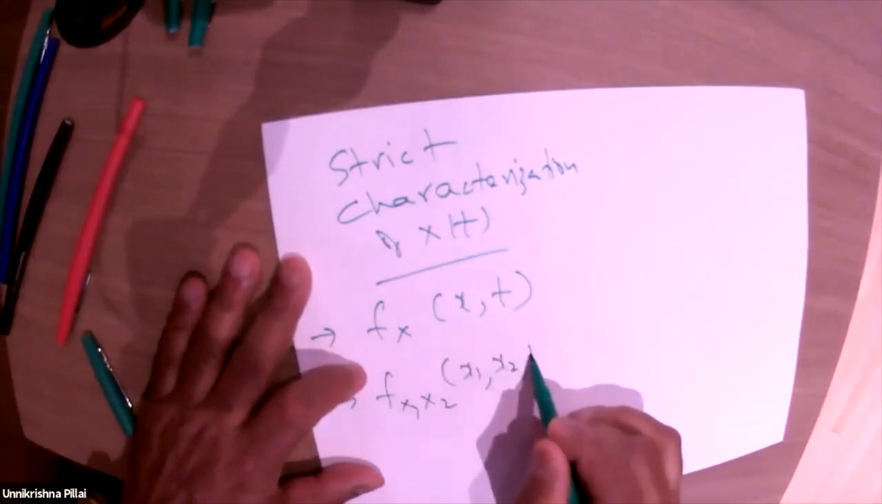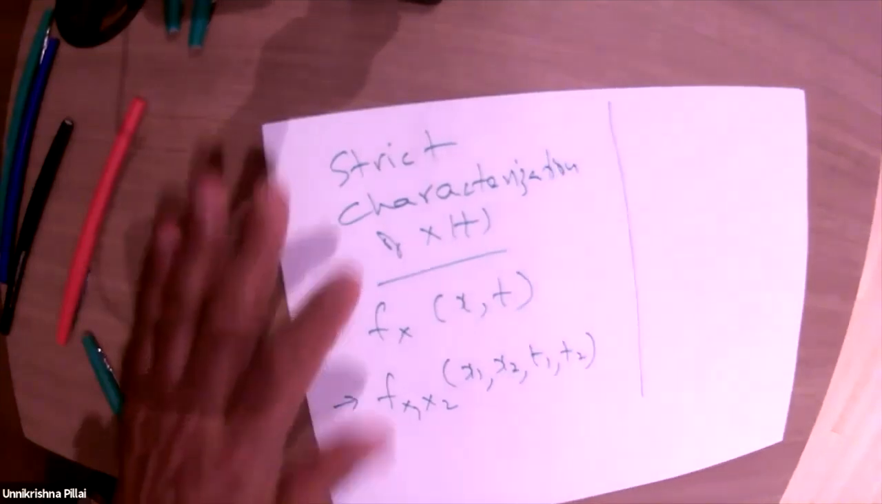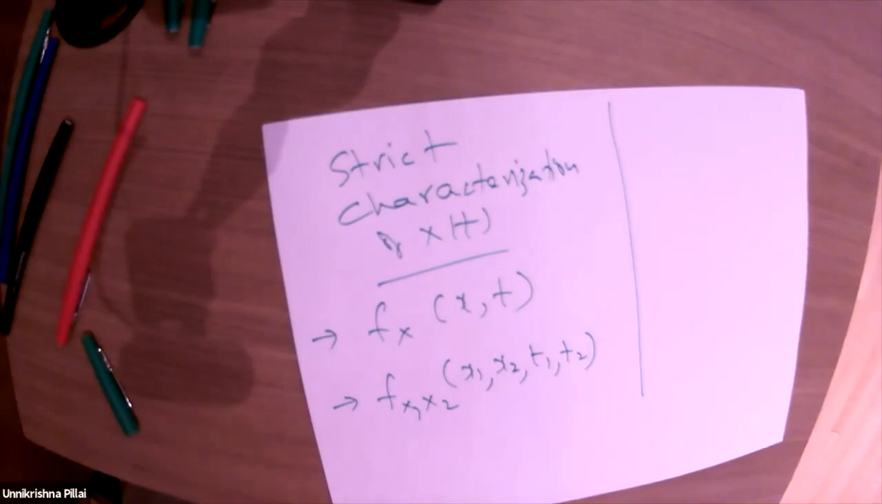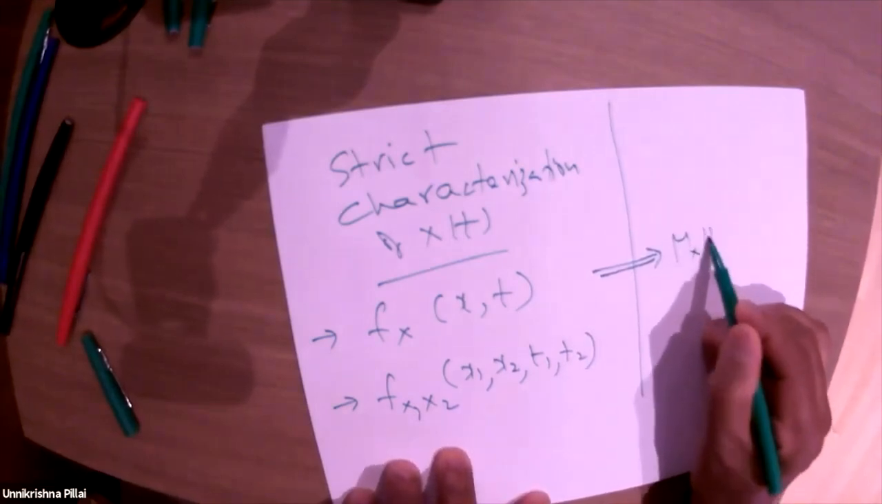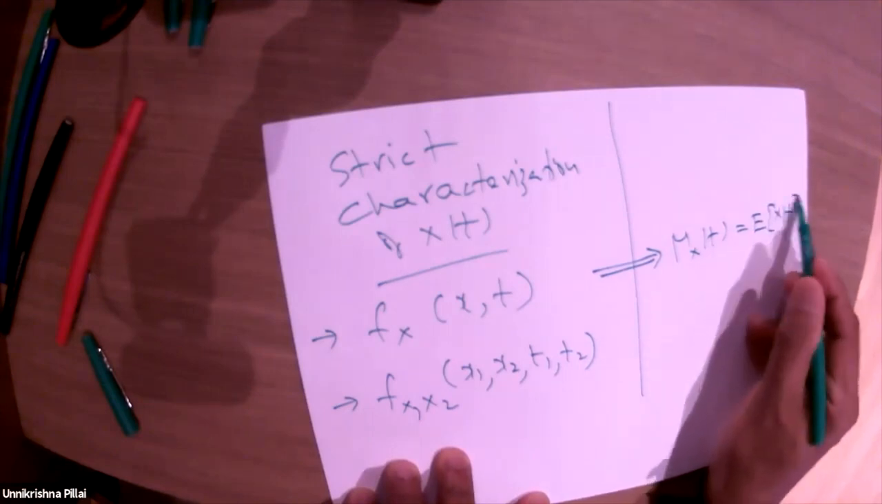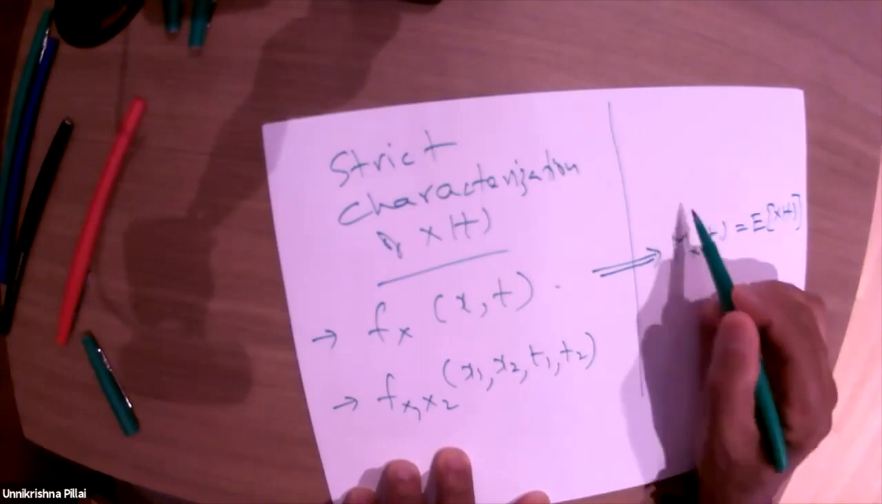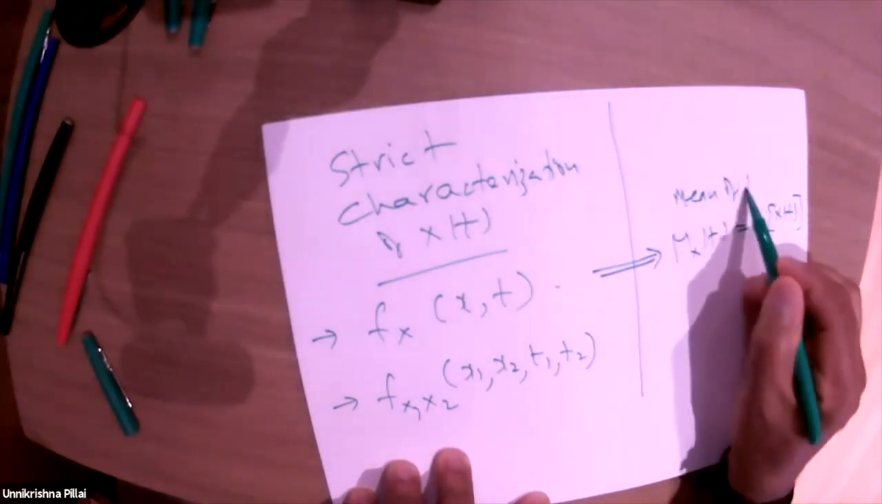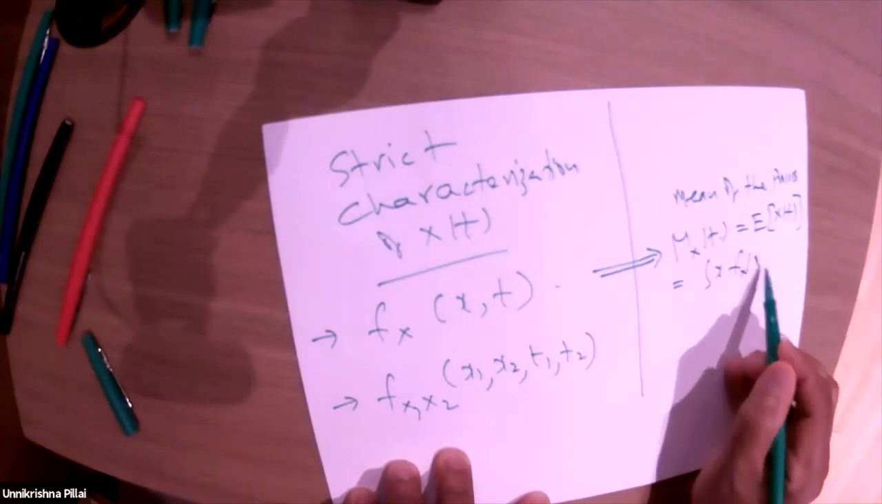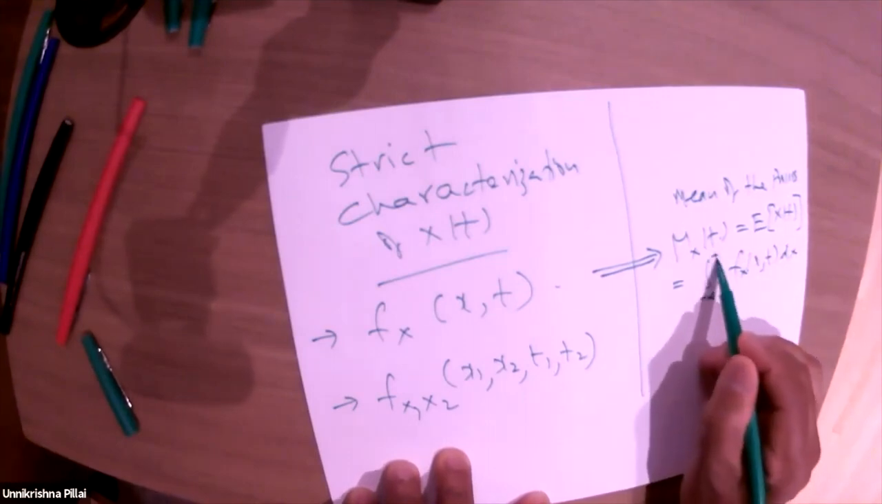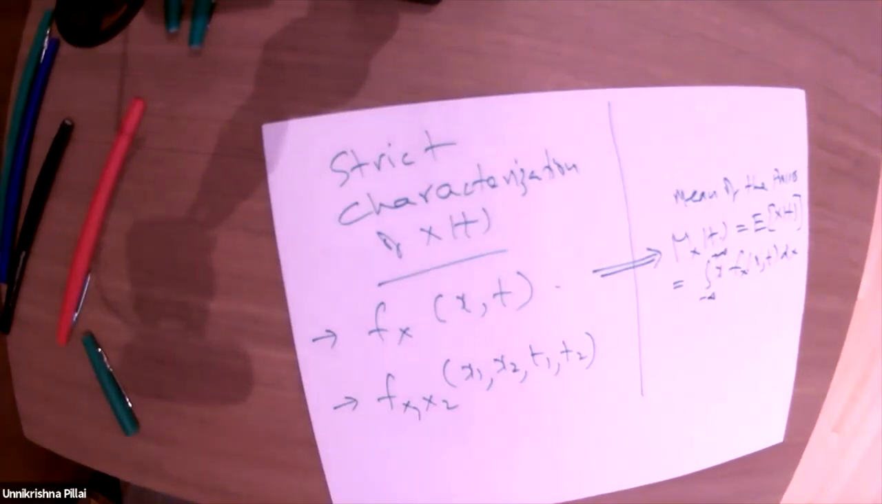I've talked about first and second order density functions. We can call them strict characterization, because the complete information about a random variable is given by its density function, and about two random variables through their joint density function. Once you have the density function, you can also talk about the mean of the process, the expected value of x of t. You can see this is a derived quantity. The mean is the integral of x f of x comma t dx. As I said, the integration is not with respect to time. Time is just fixing the random variable.